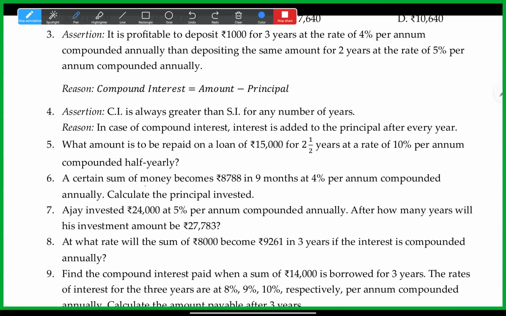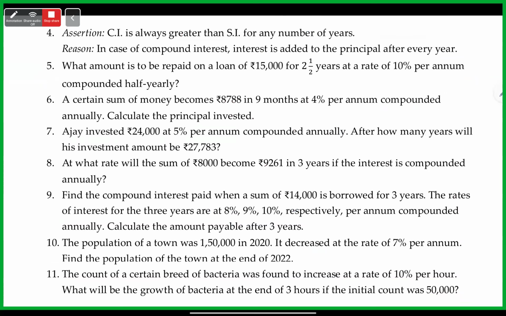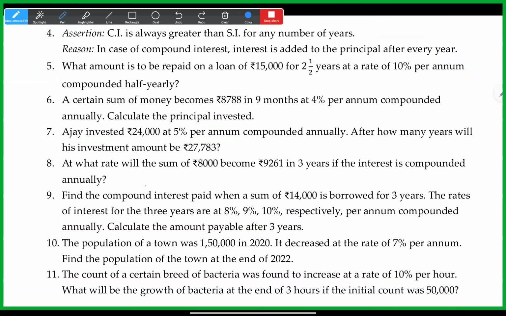Then the fourth one. Once you read the question. Assertion: compound interest is always greater than simple interest for any number of years. Reason: in case of compound interest, interest is added to the principal after every year. Yes. That is, CI is always greater than SI for any number of years.